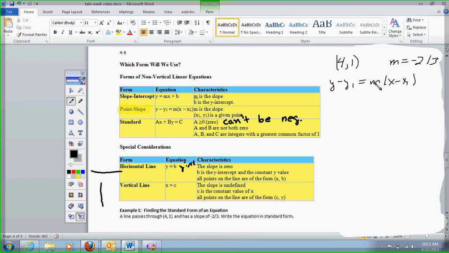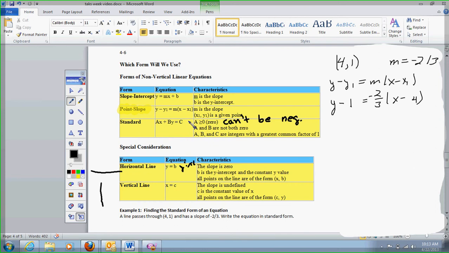Just like I did before, when I'm writing the equation in point slope form, I want to sub in the m for my slope, negative 2/3, times x minus x1, which is 4, equals y minus y1, which is 1. Now, if I was just being asked to write the line in point slope form, I would be done. But I want standard form.